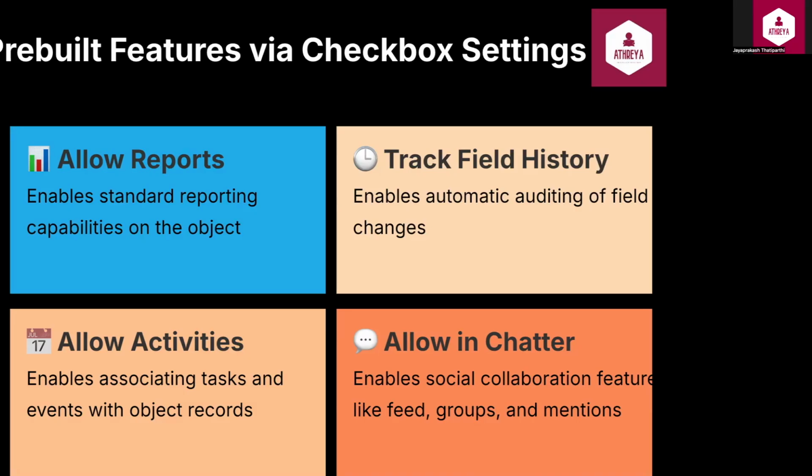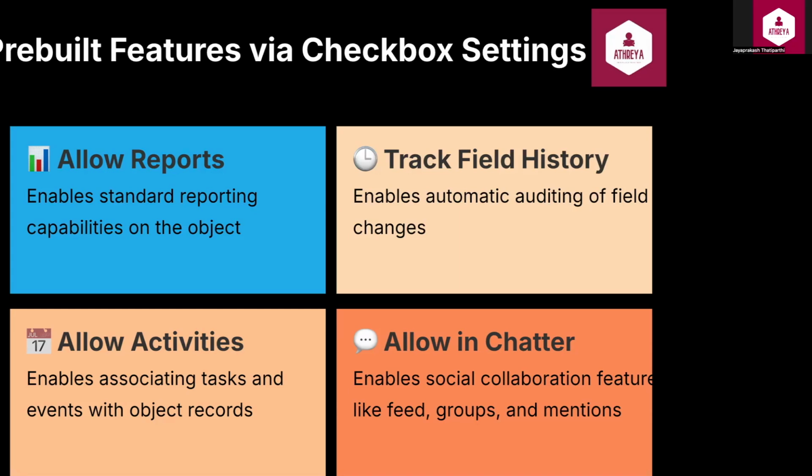Behind the scenes, when you enable track field history on an object and select specific fields, Salesforce creates a dedicated history object. For standard objects, this is a predefined object. For example, for account, it creates an account history. For opportunity, it creates opportunity field history. For case, it creates a case history object. For a custom object, Salesforce creates a new custom object with the suffix __history. For example, when you enable track field history on the position object, Salesforce creates position__history for this object, which stores the historical change records for each tracked field.